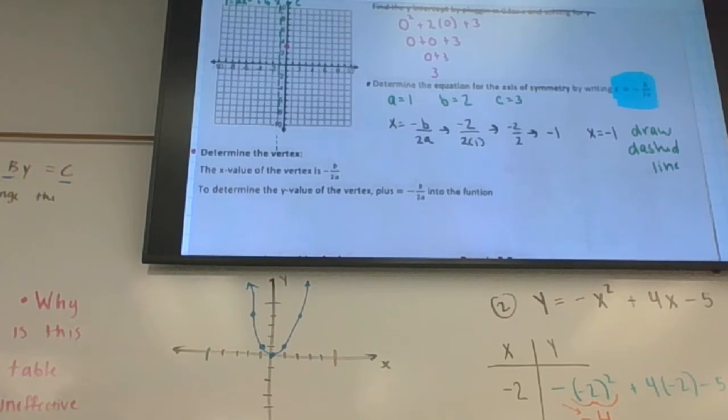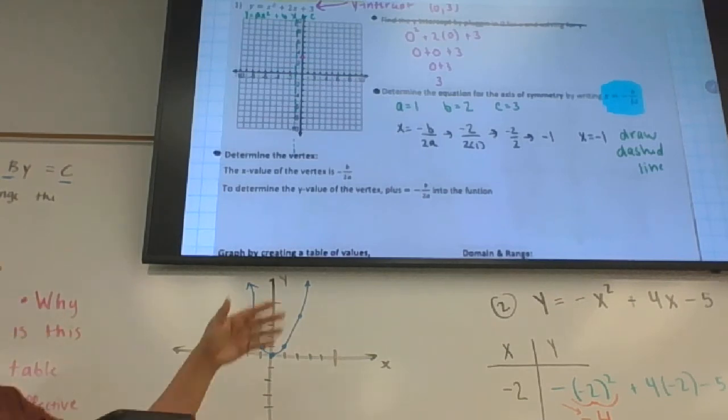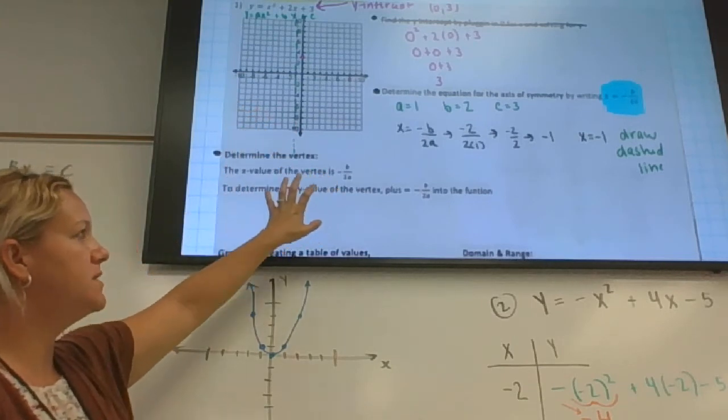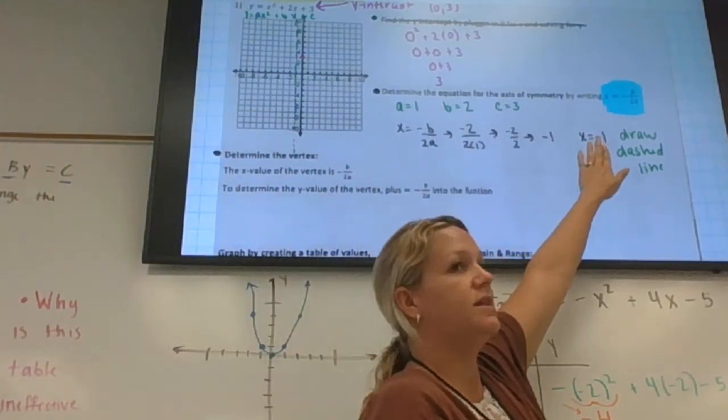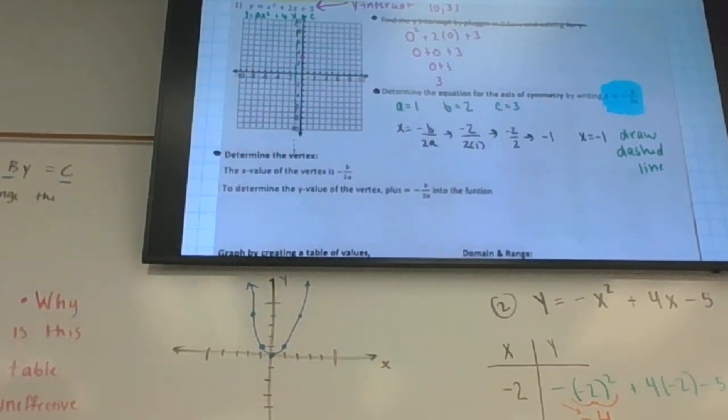Questions so far? All right, next is the vertex. So we did the intercept. We did negative b over 2a. And now we want to know the exact center. So this is the line center, but where is the point center? To find the point center, you take this x value and you plug it into the equation.